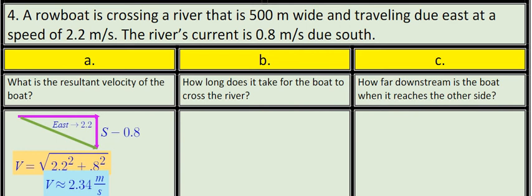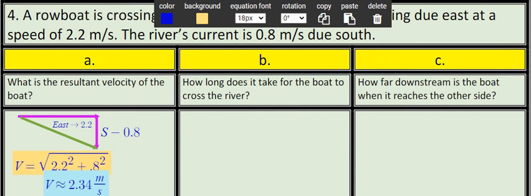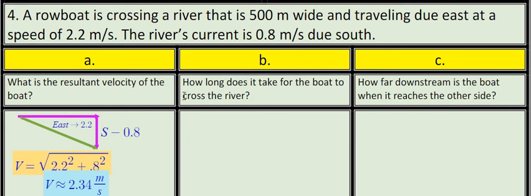Now in question B, how long does it take for the boat to cross the river? We already know that the river is 500 meters wide. So we want to be careful here. We're talking about just the change in x. Getting across the river, we need to travel 500 meters across the river.